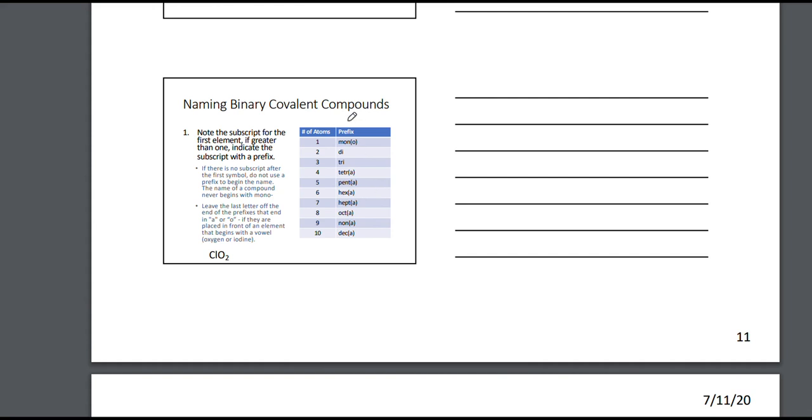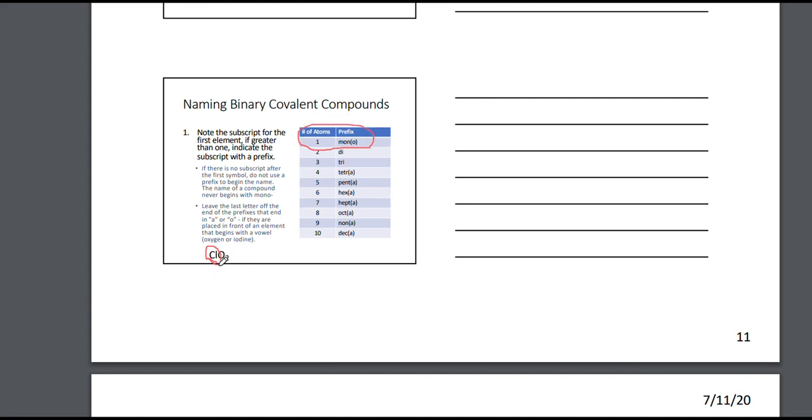I will be giving you this chart in the exam to make things a little bit easier. But again, you'll have to learn how to use it, otherwise it will be useless. So first, we need to use the prefix to indicate the number of atoms of that specific element. However, for the first element in the compound that we're trying to name, we never use the prefix mono.